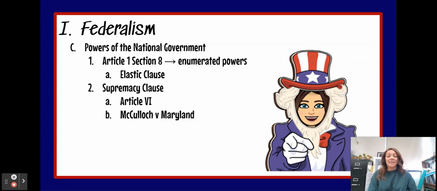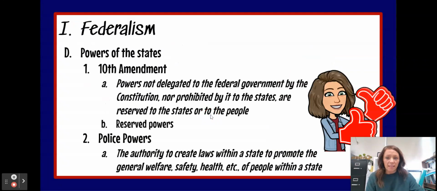And we say that it's the elastic clause because that clause stretches the power of Congress. It doesn't tell Congress what necessary and proper is and what necessary and proper isn't. So it expands their power. We also have the supremacy clause, which can be found in Article 6 of the Constitution. And that one deals specifically with supremacy of national law, meaning if there's ever a conflict or a question between which law is supreme, federal or state, it's always going to be federal, okay? Don't worry about McCulloch v. Maryland. We'll talk about that in class.